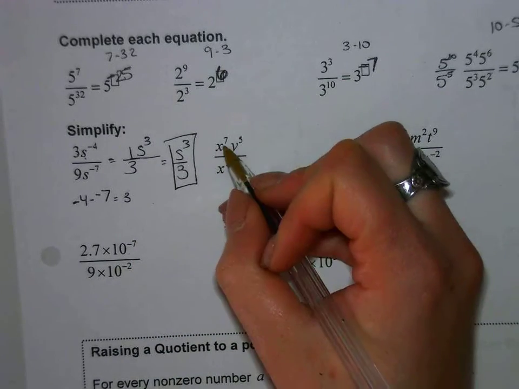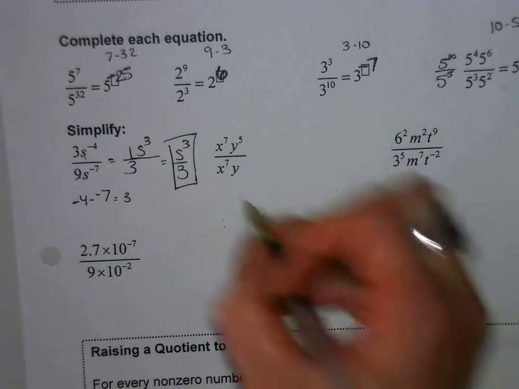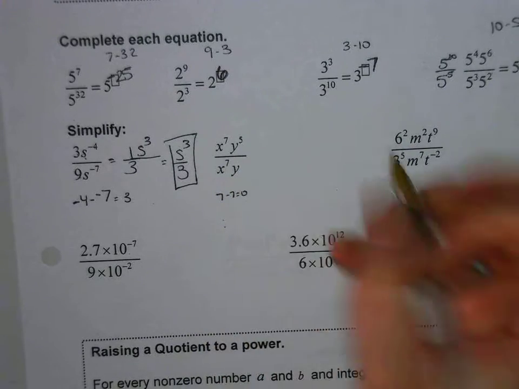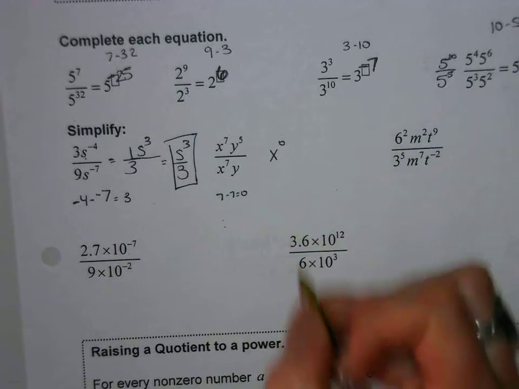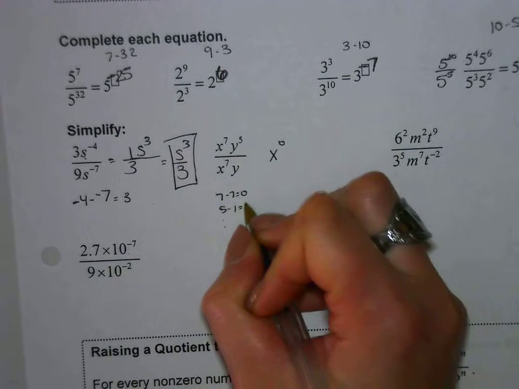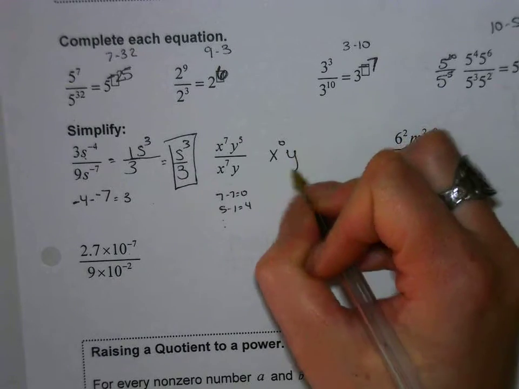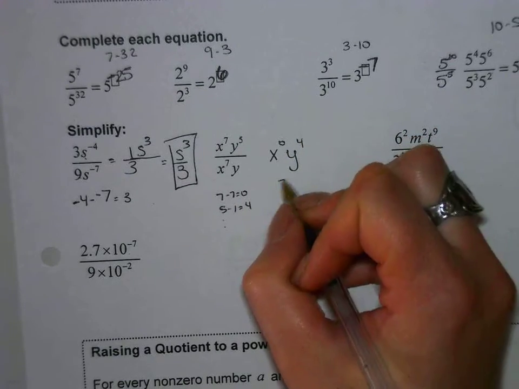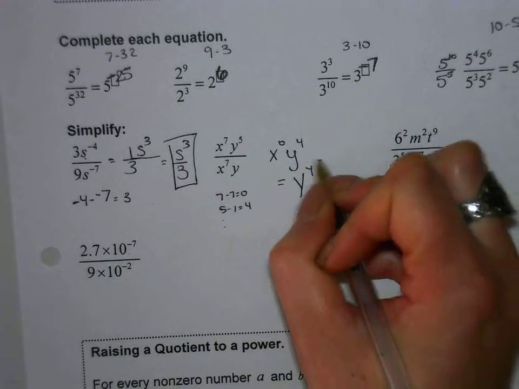Here we have a like base of x to the 7th divided by x to the 7th. 7 minus 7 equals 0. So we have x to the 0 power. Then we have y to the 5th divided by y to the 1st. So we have 5 minus 1, which equals 4. So y to the 4th power. So if we simplify that, it's y to the 4th.